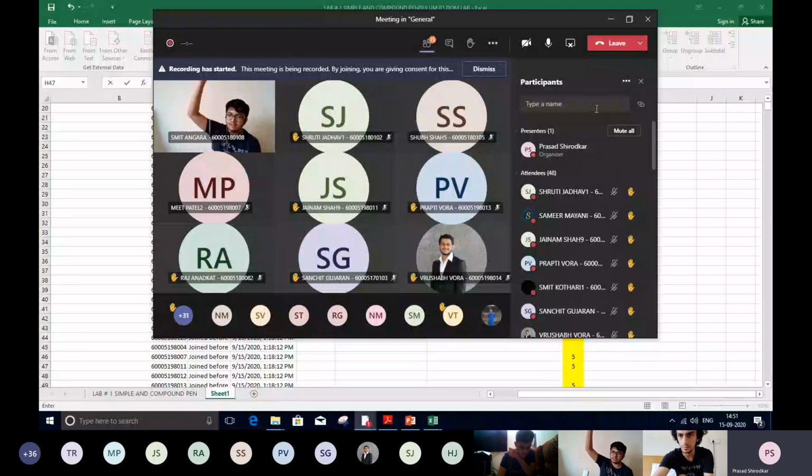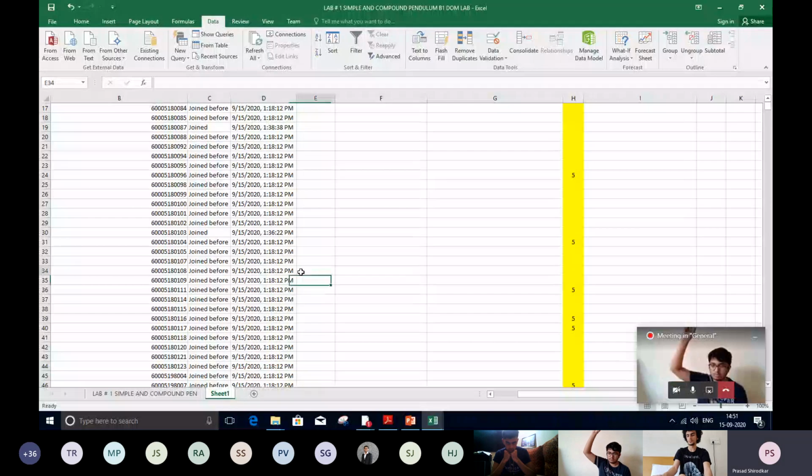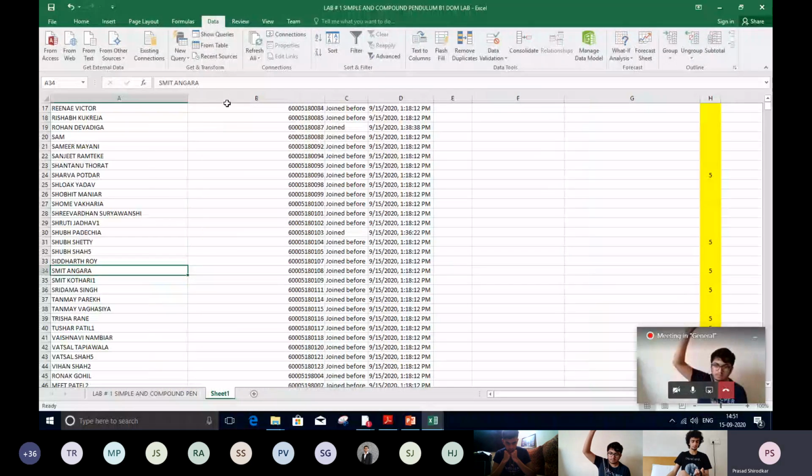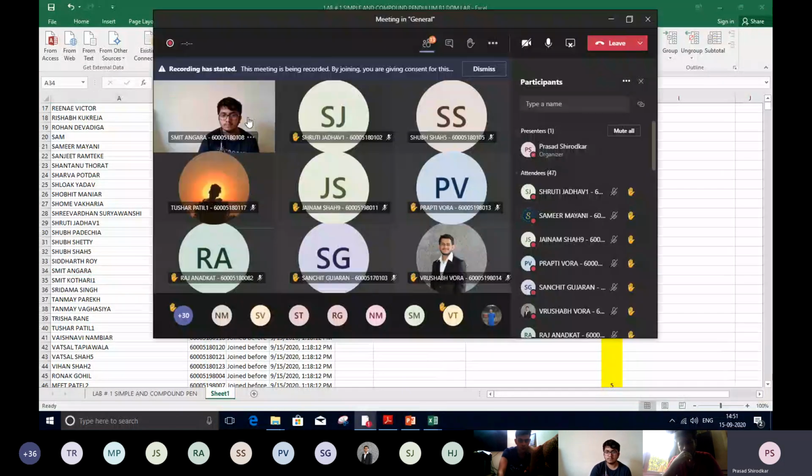So I have suspended this charger from the string. The length came out to be 48.2 centimeters. Sir, I'll start the stopwatch. Okay. Sir, it's 14.2. Okay. The rest you can do offline.